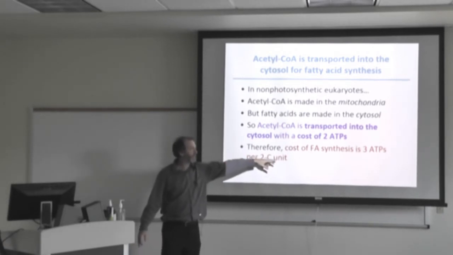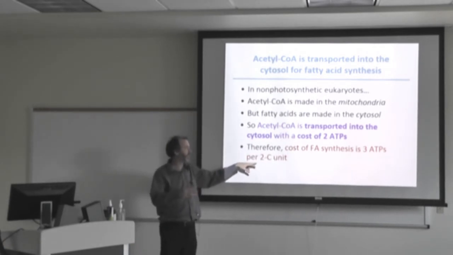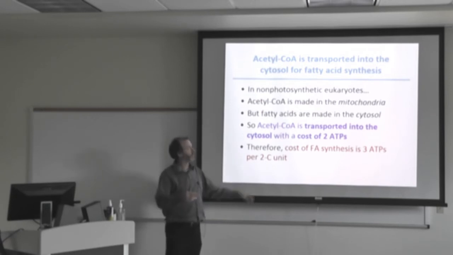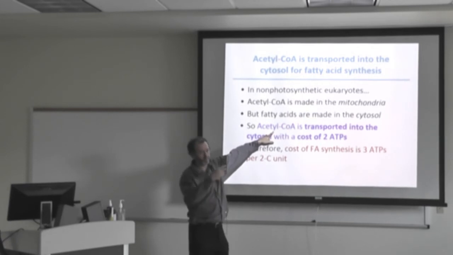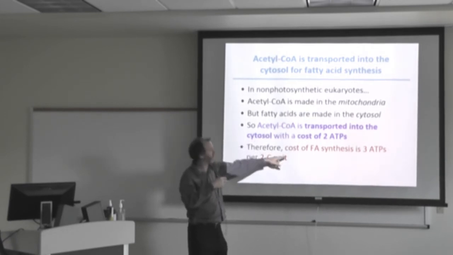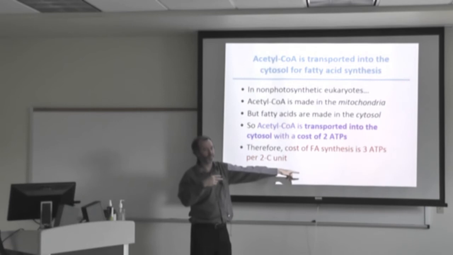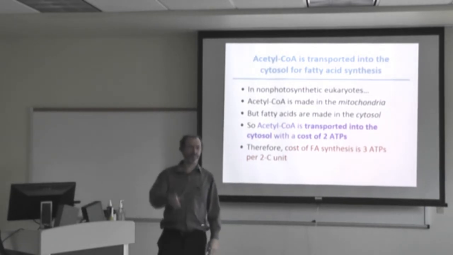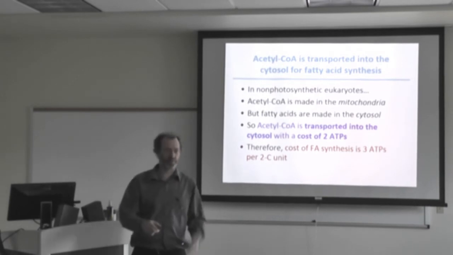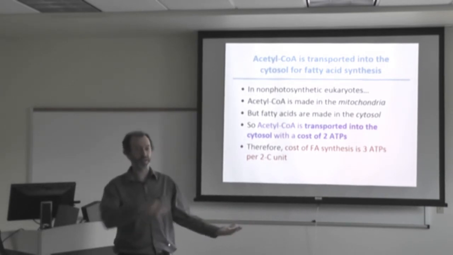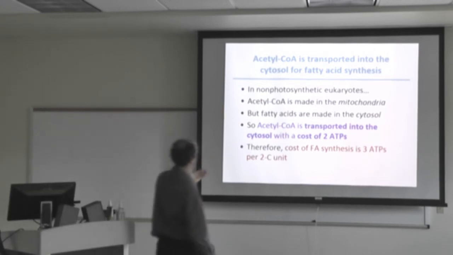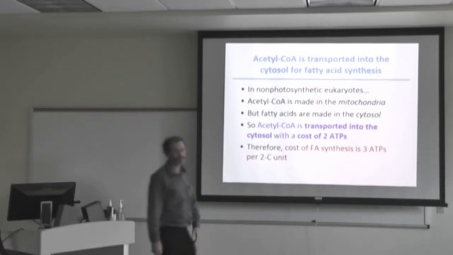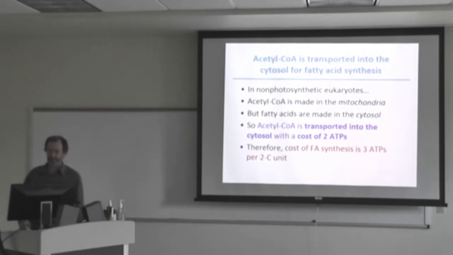So the cost of fatty acid synthesis is 3 ATPs per 2 carbon unit. So 2 of them come from transport. Where does this other one come from? Do you guys remember? That first step, acetyl-CoA carboxylase, requires an ATP to activate that carboxyl group, so it'll be added to the acetyl group, the acetate group on acetyl-CoA.